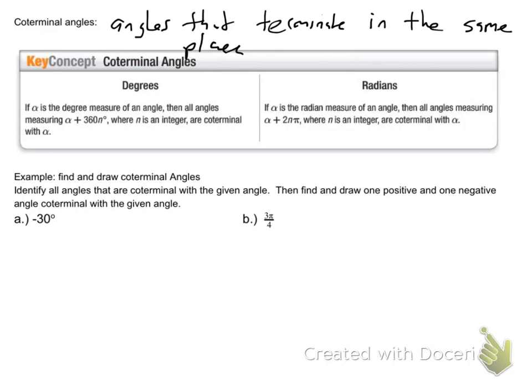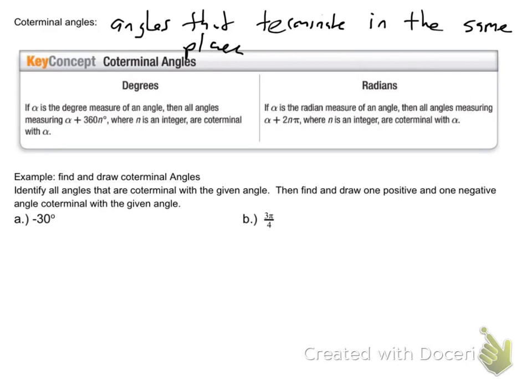So I'm not going to necessarily go with the degree one. I think that's fairly simple and easy to find. So we'll do one with the radian measure. Now it wants you to identify all coterminal angles first, aka leave it with n in it. That's number one. The second one says then find and draw one positive and one negative coterminal angle.